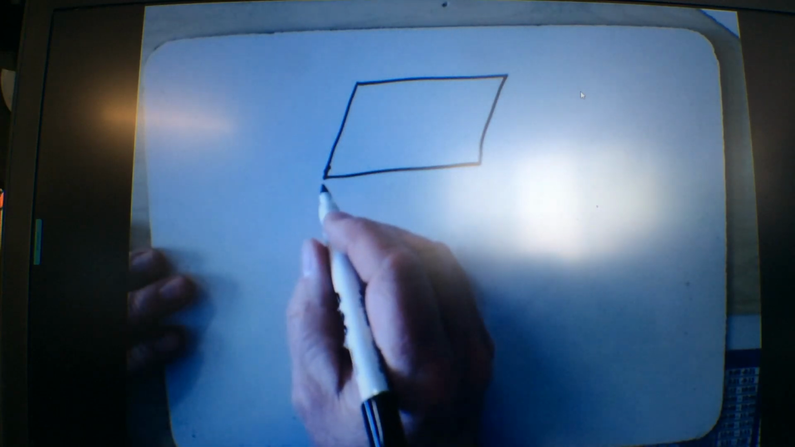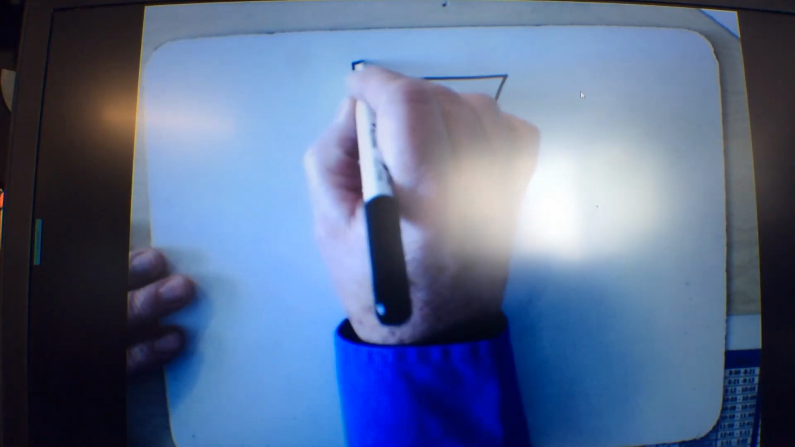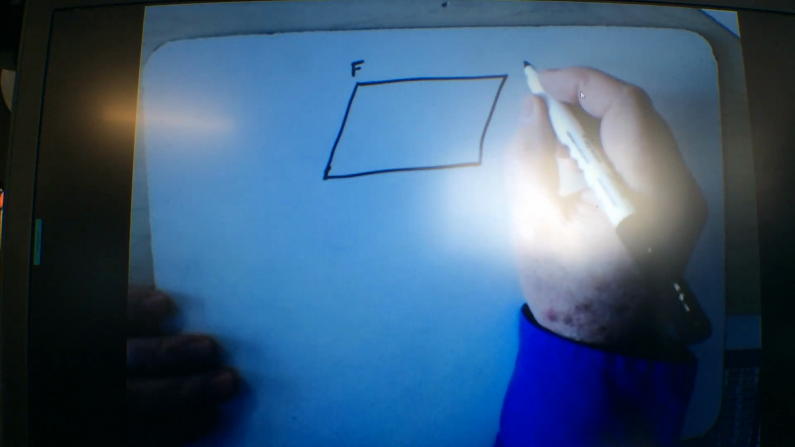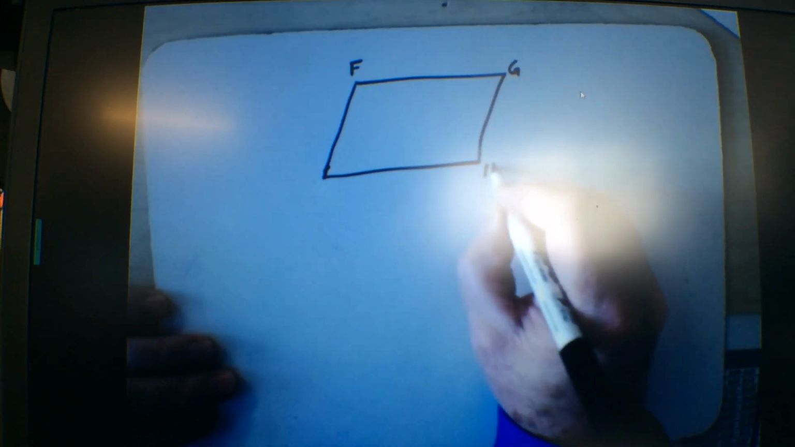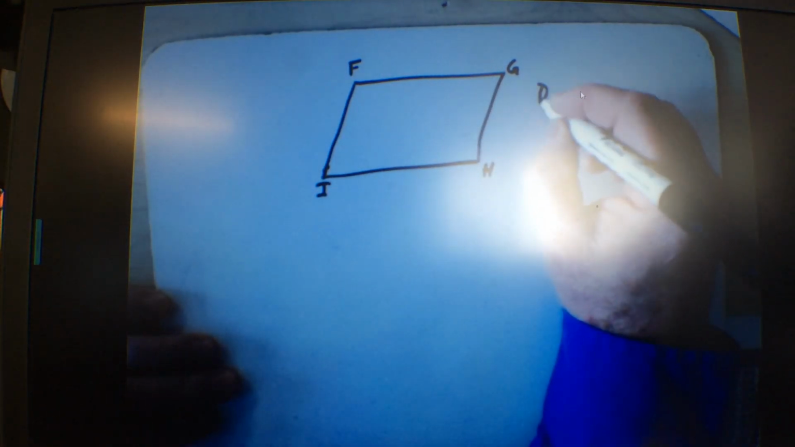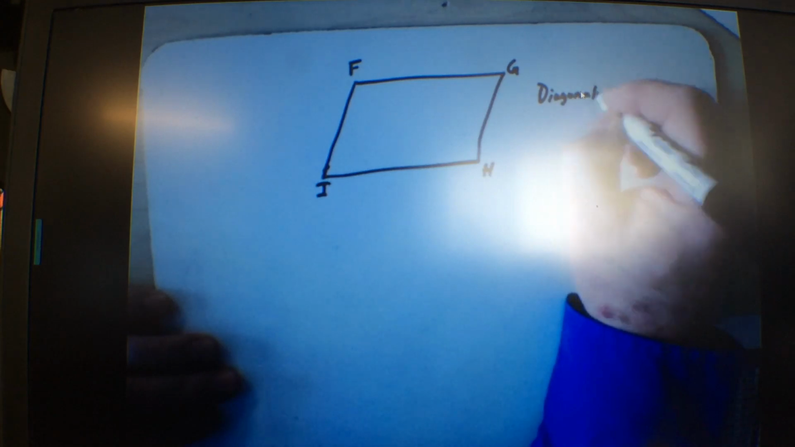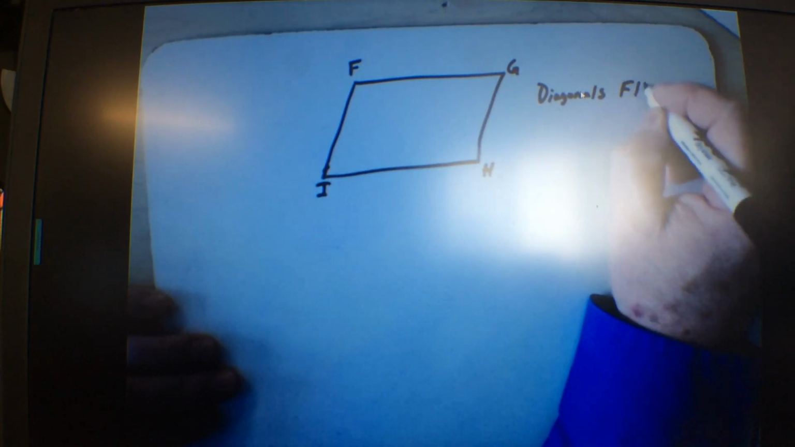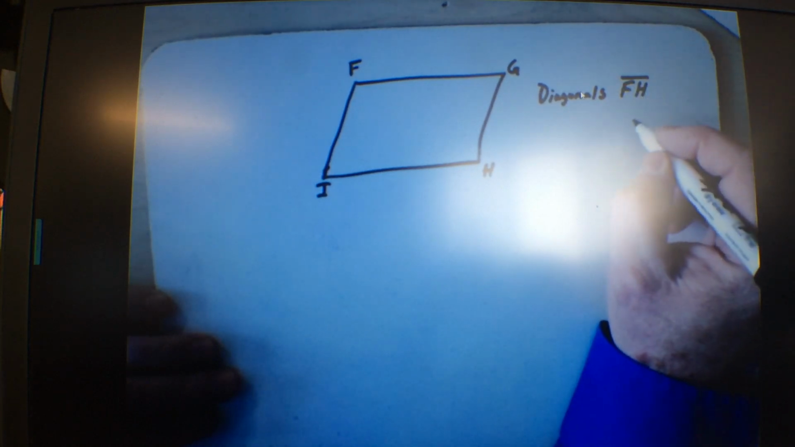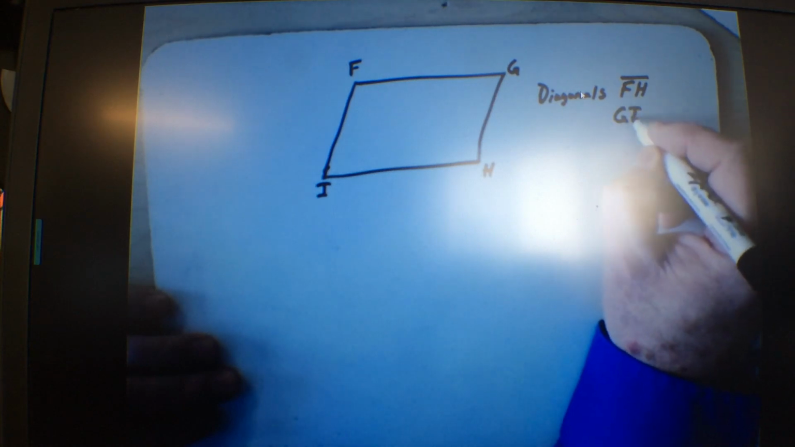It's a parallelogram. I can start at any corner I want, okay? I'm going to start right here. I'm going to call this F. Now, once I name that one, I just go clockwise and name the other points. So this is F, G, and this is H, and this is I. So my diagonals are FH and GI, correct? Right?